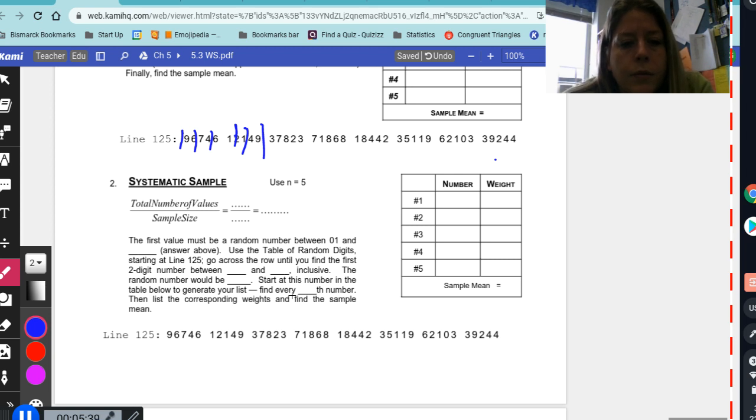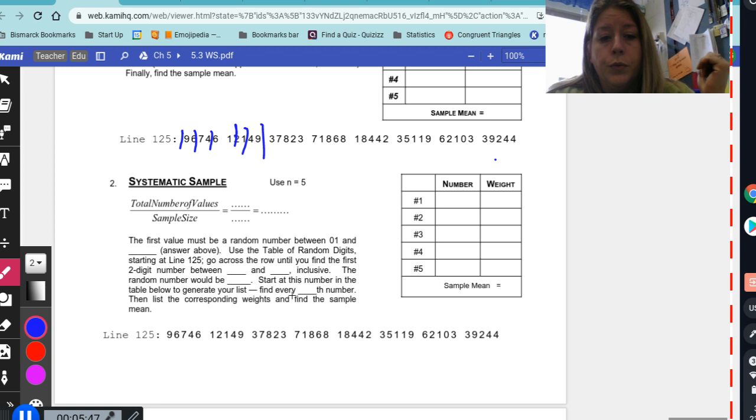Random number, sorry, this number. Okay, so a systematic sample is where you randomly pick the first number and then you go up the same amount from there.